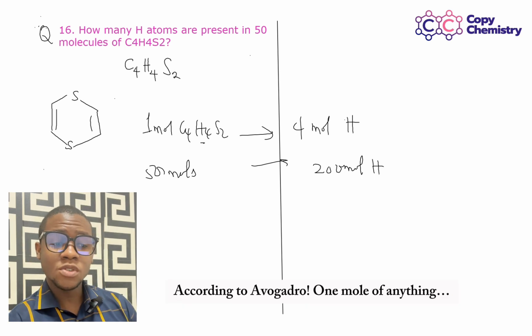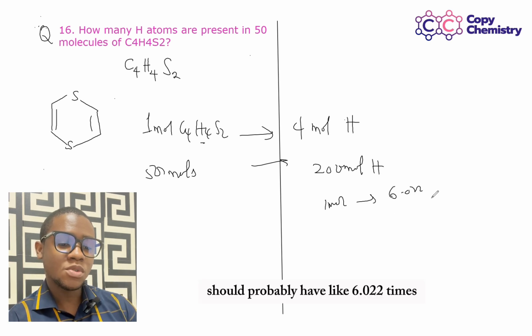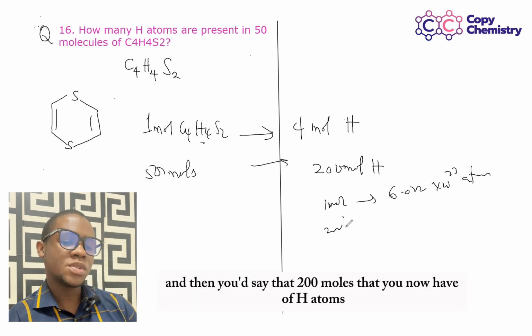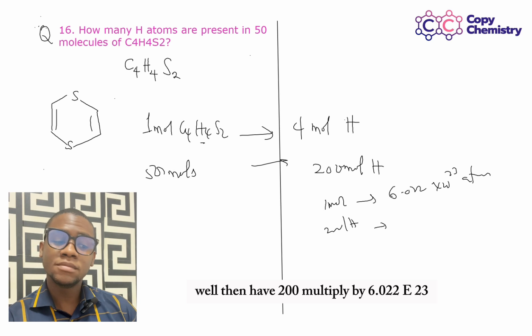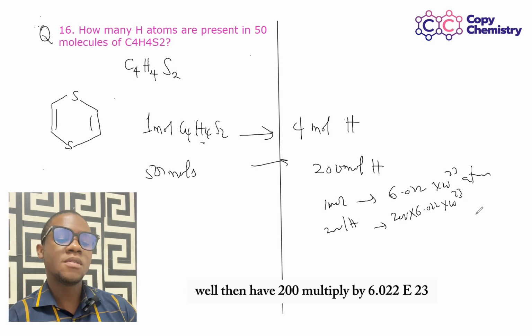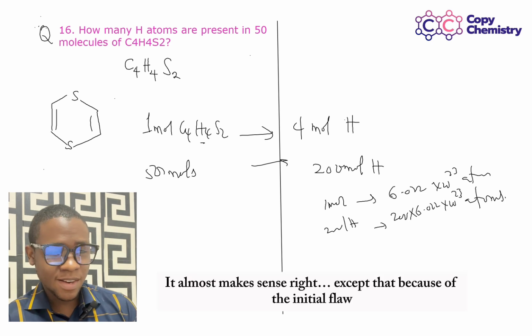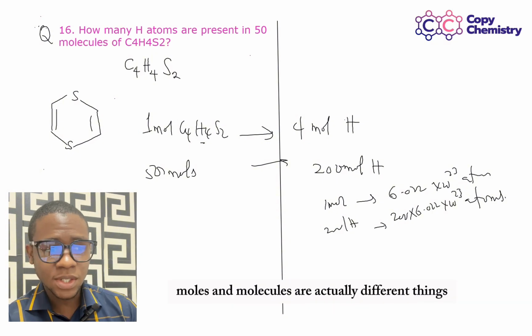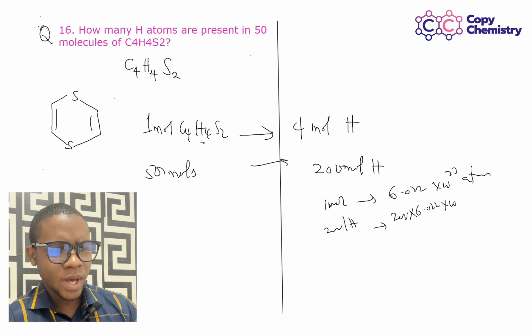And then you say, according to Avogadro, 1 mole of anything should have 6.022 times 10 to the power 23 atoms. And then you would say that the 200 moles of H atoms you now have would have 200 multiplied by 6.022 times 10 to the power 23 real atoms of hydrogen. It almost makes sense, right? Except that because of the initial flaw, which is that moles and molecules are actually different things, this would be wrong.